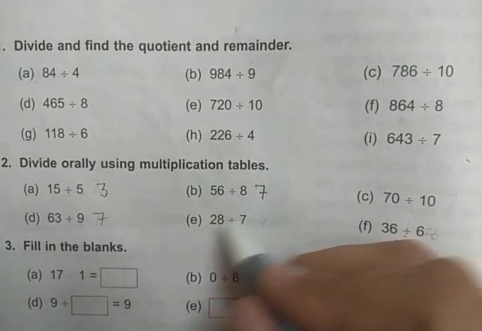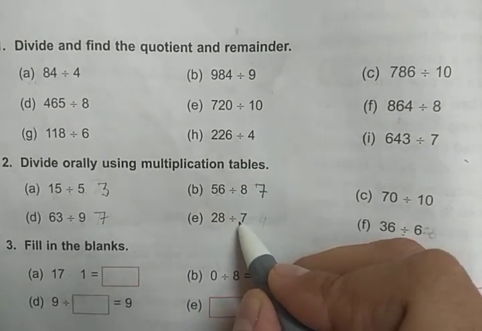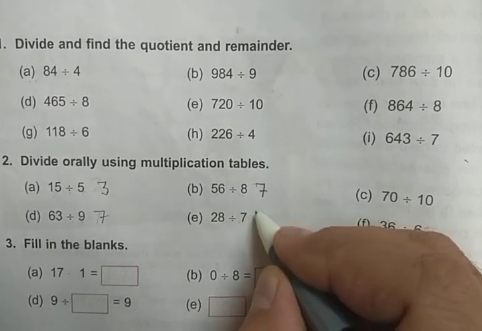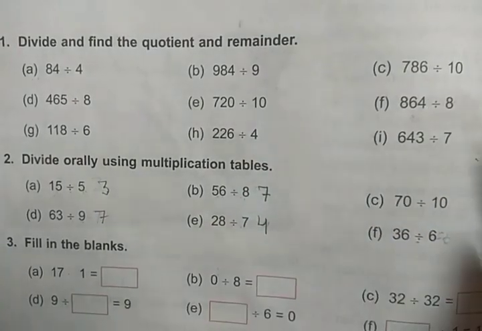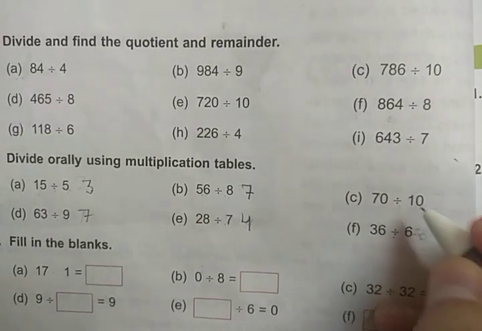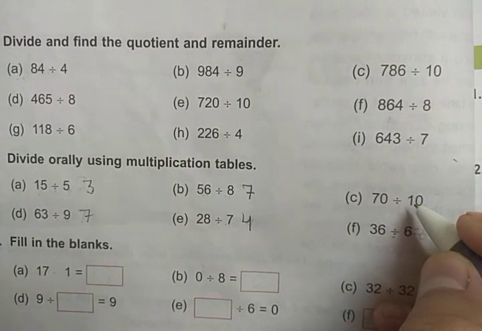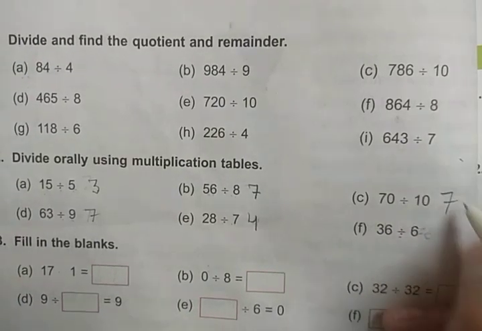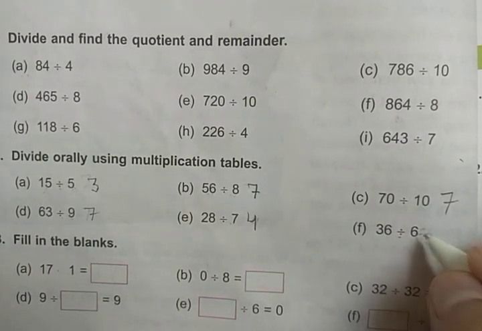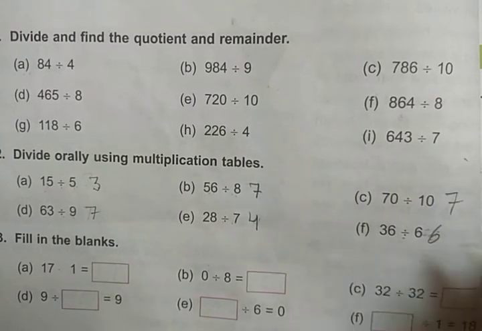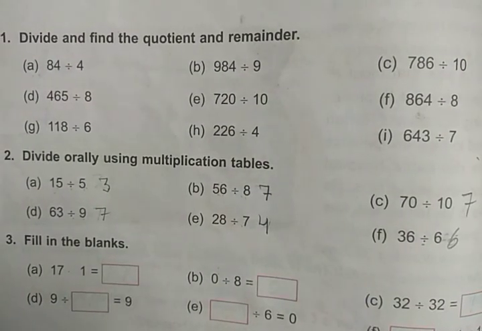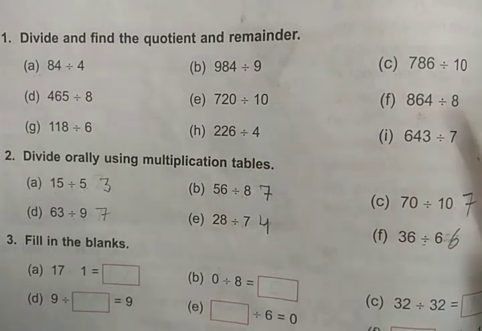Now 28 divided by 7. So we have to recite the table of 7. So 7 4s are 28. And in this way you can do this also. Very easy. Table of 10. 10 7s are 70. You all know. Then table of 6. 6 6s are 36. So here are the answers, and we have done these orally.